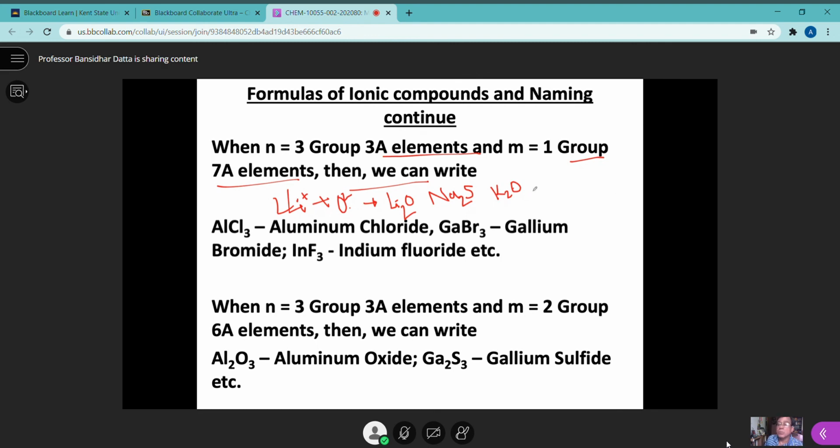Likewise, if you take group 2A, for example. Give me 1 second, please. So if you take magnesium, and then if you take fluorine minus, for example. Magnesium is group 2A, so 2 plus and 2 minus. And then if you want to make a compound, yeah.